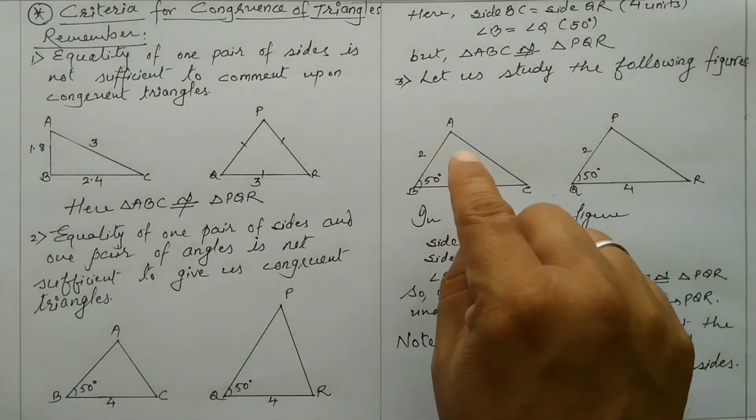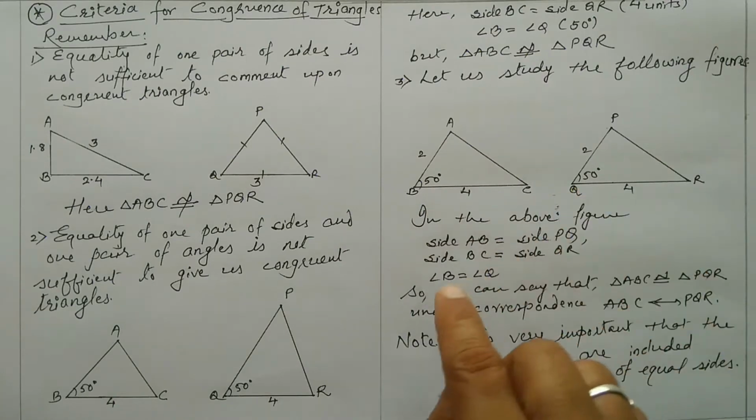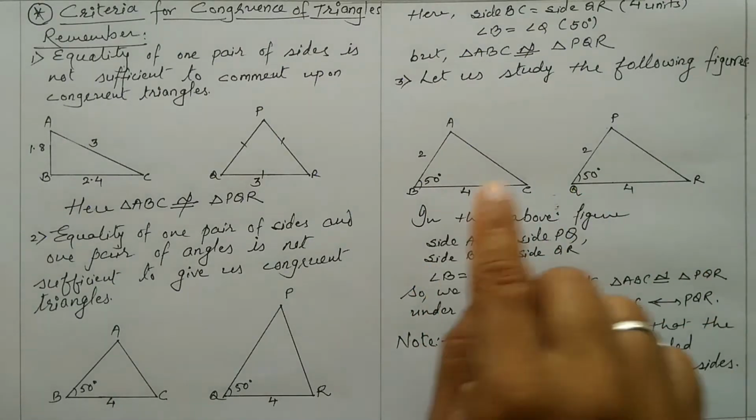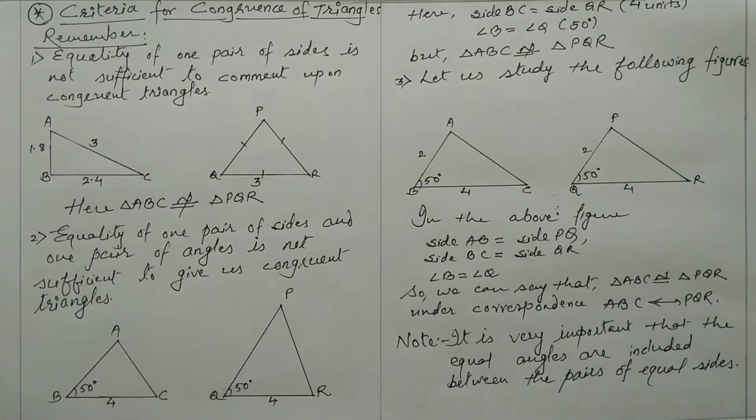So what you can say? So side, angle and side. So in the above figure you can say side AB is congruent to PQ, BC is congruent to QR and angle B is congruent, या आप equal भी बोल सकते, equal to Q. So we can say triangle ABC is congruent to PQR under correspondence ABC to PQR. Remember, it is very important that equal angles are included between the pairs of equal sides. We have to remember this point.